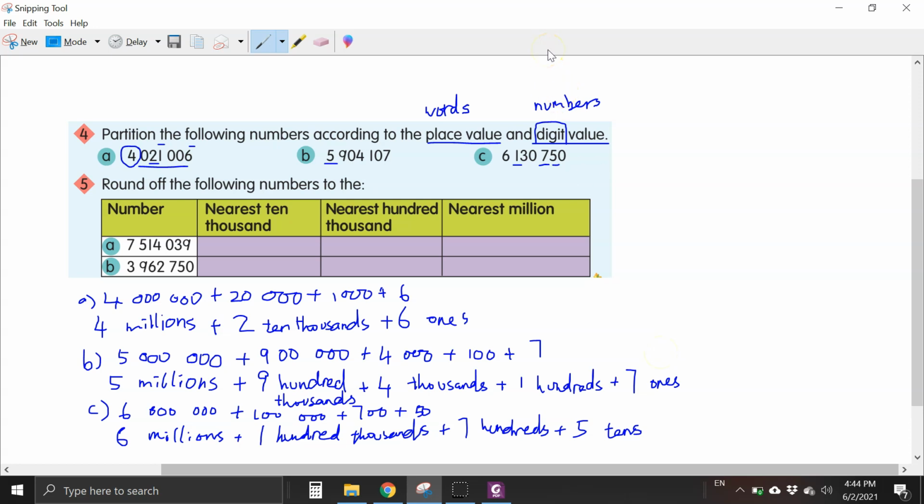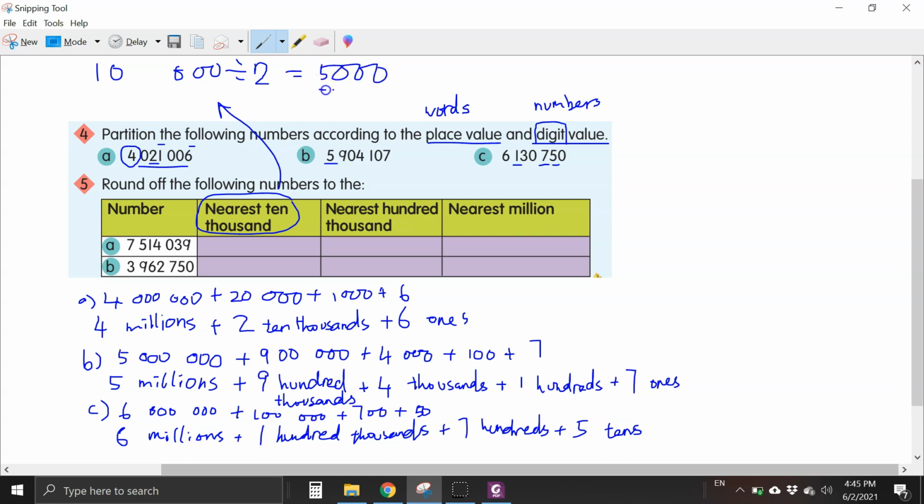Okay, let's move on to rounding off numbers. Okay, look at the first one. We have to round off to the nearest 10,000. So what we do is we write down 10,000. This is 10,000, right? And what I do is I divide it by 2, bagi 2. So when we divide it by 2, we get 5,000.